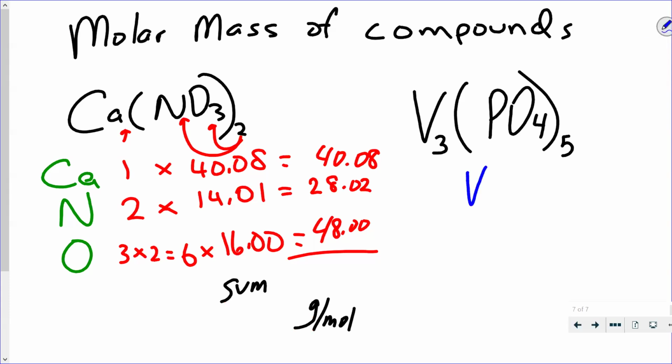Over here, I have vanadium, phosphorus, and oxygen. There's 3 vanadium, because that's the number that follows it. There's 1 times 5 phosphorus and 4 times 5 oxygen, which is going to be 20 oxygen. I then multiply by the masses from the periodic table. Then I find the sum.